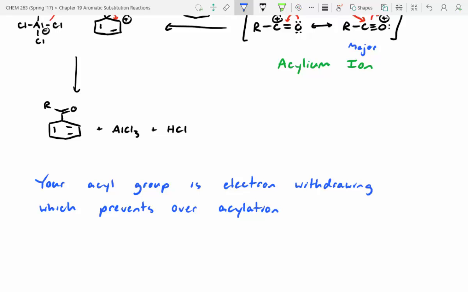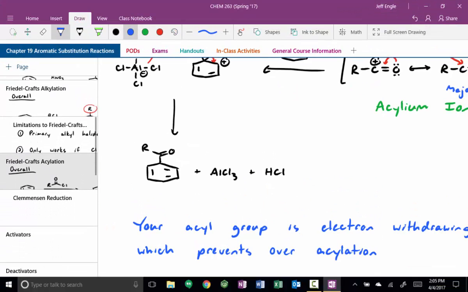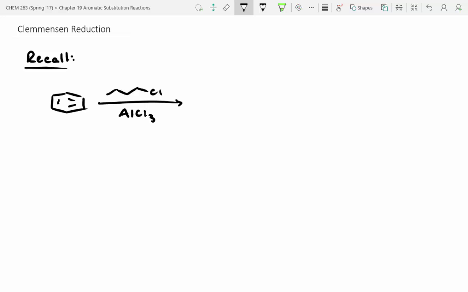I'll show you guys a cool variant of the Friedel-Crafts acylation reaction to get around that problem of installing primary alkyl halides. This is referred to as a Clemmensen reduction. And let's kind of go over our previous problem. I want you guys to predict what products you would get out of this reaction.